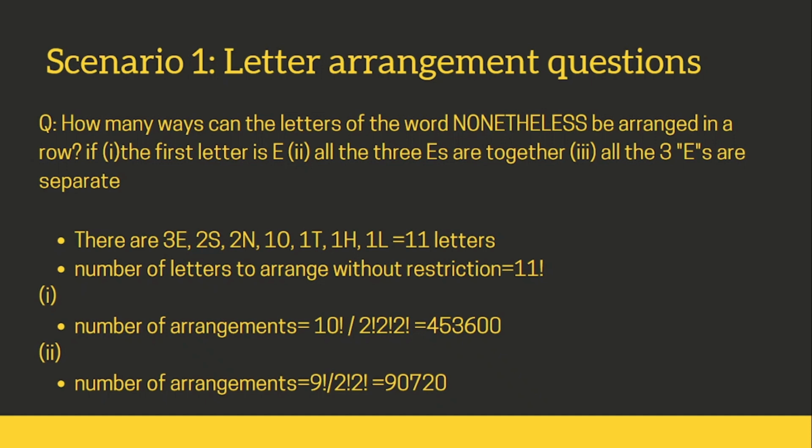And part 2, all the E's are together. So in this case, you can group all the 3 E's as one object, or like one unit. Then you still have the duplicates of S and N. So in this case, instead of 3 E's, you just have one unit. So that's why instead of 11 factorial, it becomes 9 factorial. Then you just divide by 2 factorial, 2 factorial for the 2 S and the 2 N. We don't need to deal with the E's because we already grouped them together in the first part.